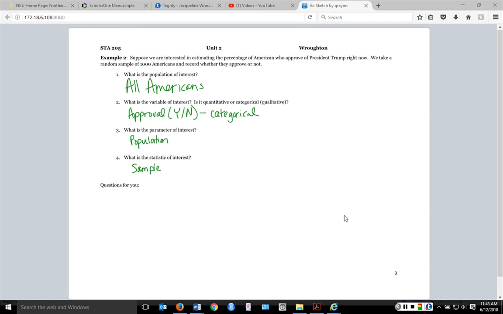Now usually once we get to parameter and statistic, we're a little bit more confused. So the parameter is going to start with a population, and the statistic is going to start with the sample. So the population, what is going to be my parameter? Well, it's going to be a number from the population. So we're going to have the population approval percentage. And then same idea for the statistic. It's going to be the sample approval percentage.